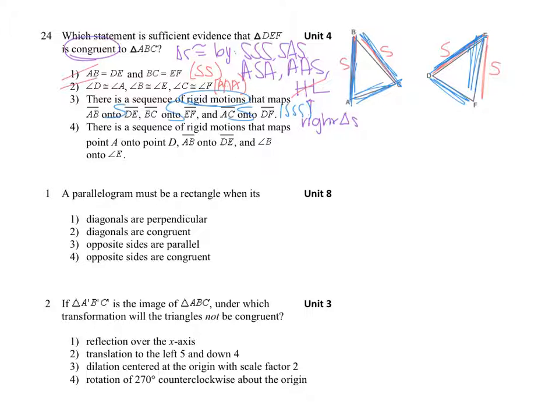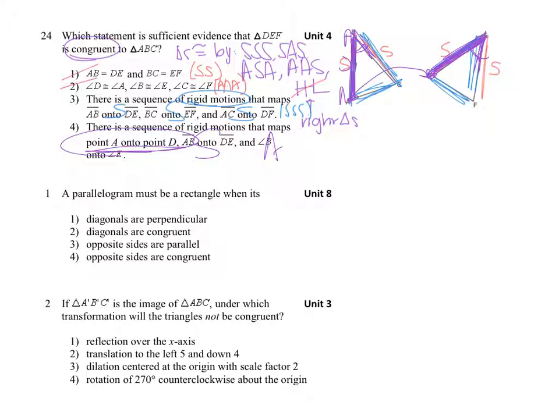So when we look at choice 4, it says that there's a rigid motion that maps point A onto point D. So I'm going to take this point and map it over here. Then I'm going to map this entire side length, AB, onto this entire side length, DE. So that's a pair of sides. And then I'll map this whole angle B onto this whole angle E. So that's a pair of angles. Now you might be thinking, well, this looks like ASA. But it's not, because I'm only mapping point A onto point D, not angle A onto angle D.